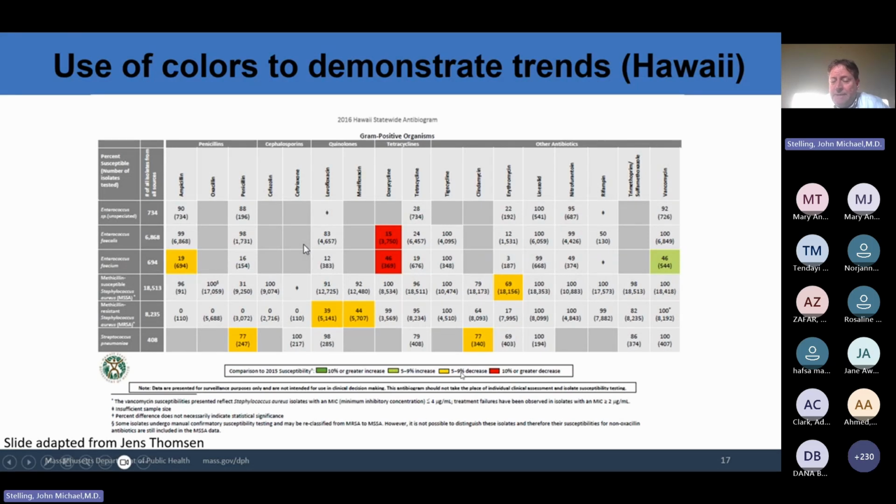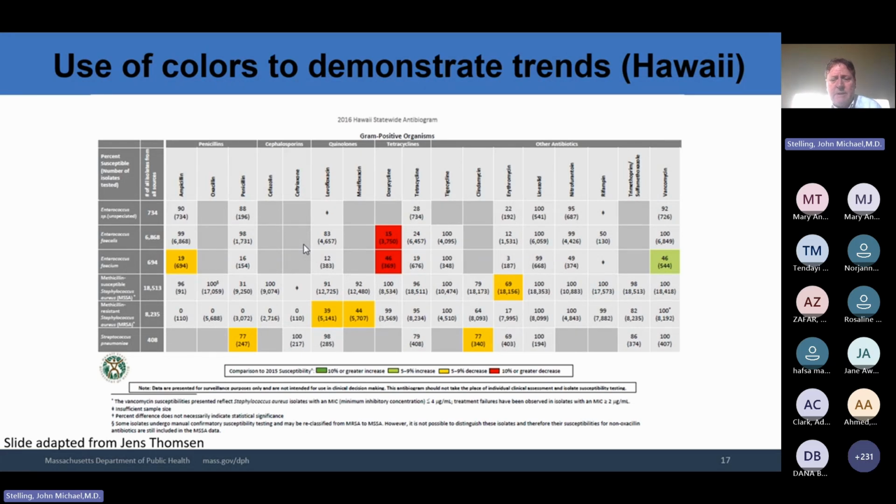Yellow, a 5 to 9% decrease, means susceptibility is getting worse. Red means the susceptibility is worse by more than 10%. And then just a simple wider gray means susceptibility is within the 5% range. It's gone up within 5% or down within 5%.